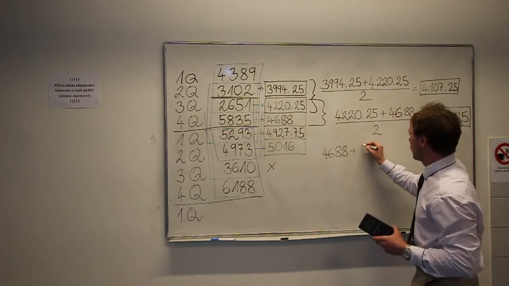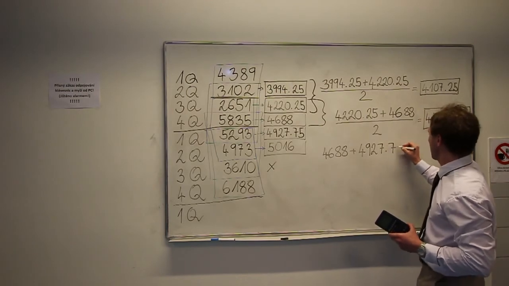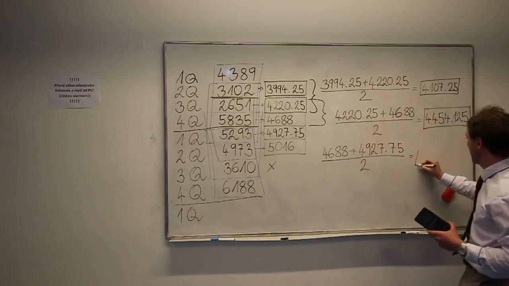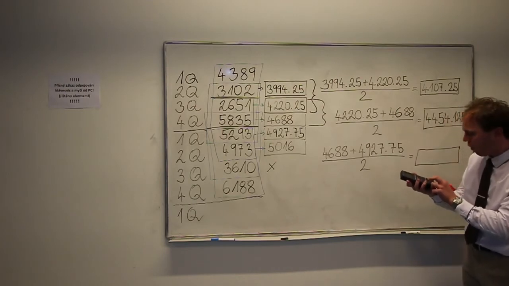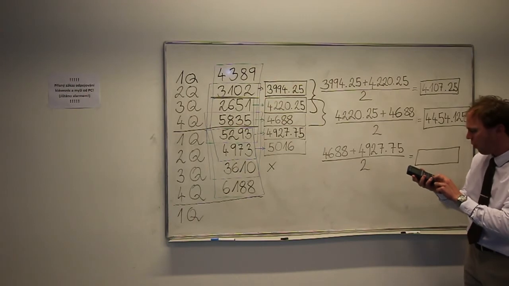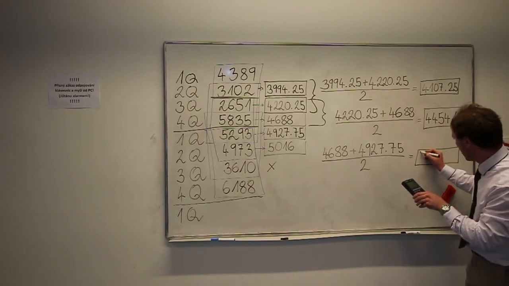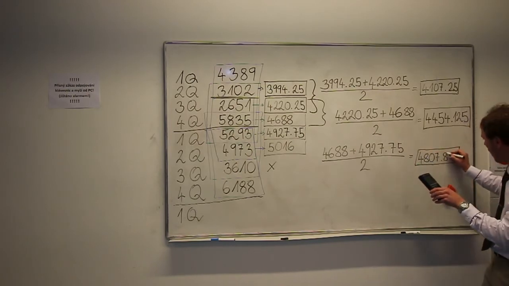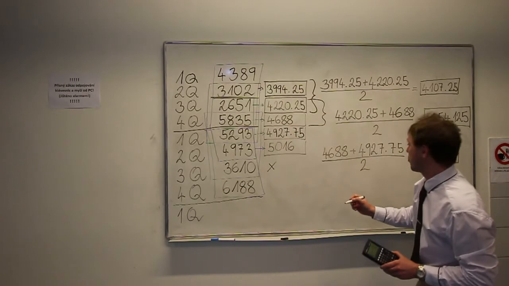4,688 plus 4,927.75. This will be divided by 2, and we will reach the third final result. 4,688 plus 4,927.75 divided by 2 is 4,807.875, and finally the last two possible values.